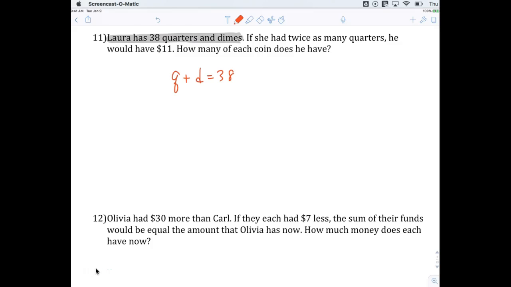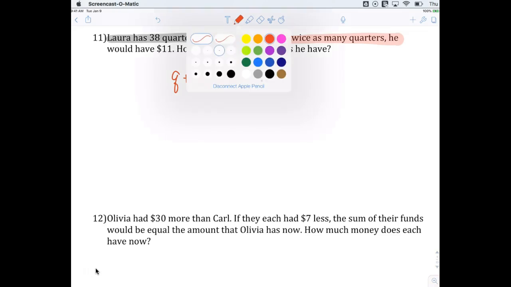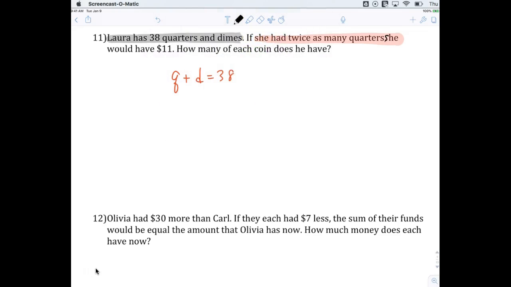Now this one I made a mistake earlier, because I didn't read the question carefully. It says if she had twice as many quarters, she would have $11. So Laura is a he. Yeah, Laura could be either.